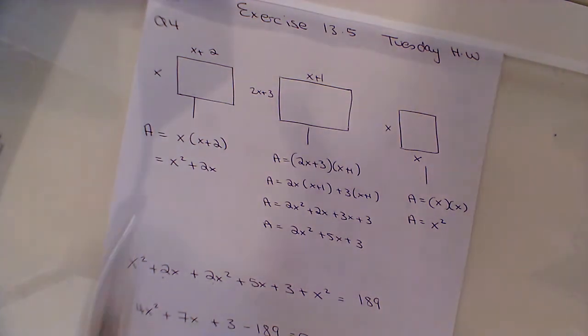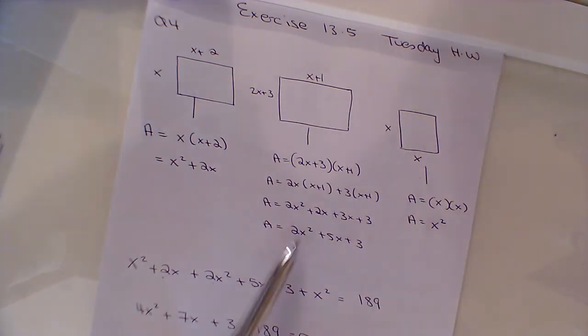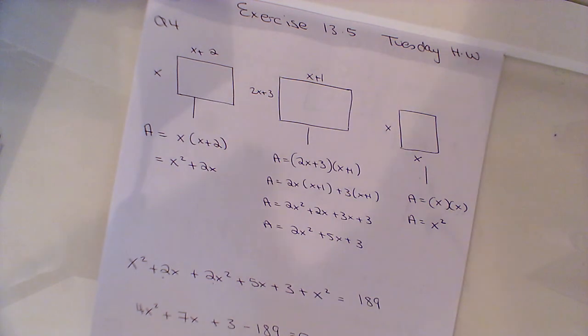So I was told the sum of all three of these rectangles adds up to give me 189. So I'll have x squared plus 2x plus 2x squared plus 5x plus 3 plus x squared is equal to 189. And then I have 4x squared plus 7x plus 3. I bring over my 189, it becomes 189 is equal to 0. So I'll have 4x squared plus 7x minus 186 is equal to 0.